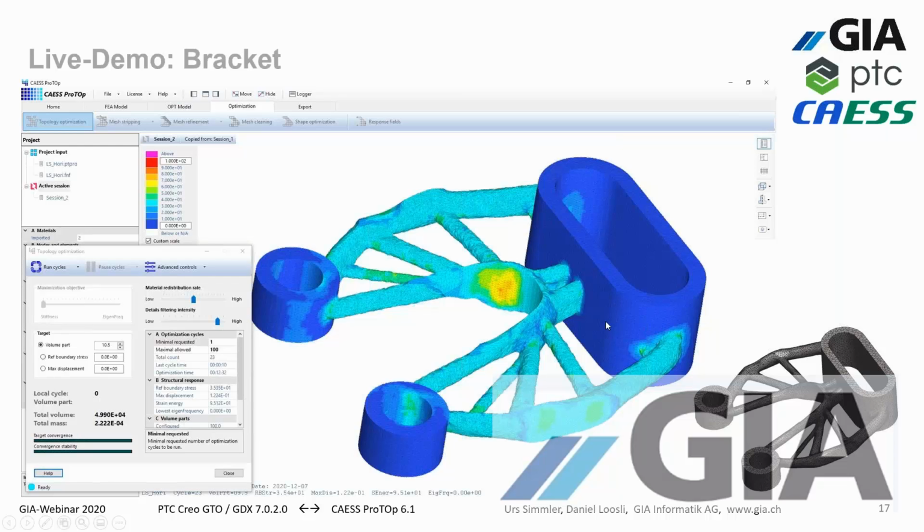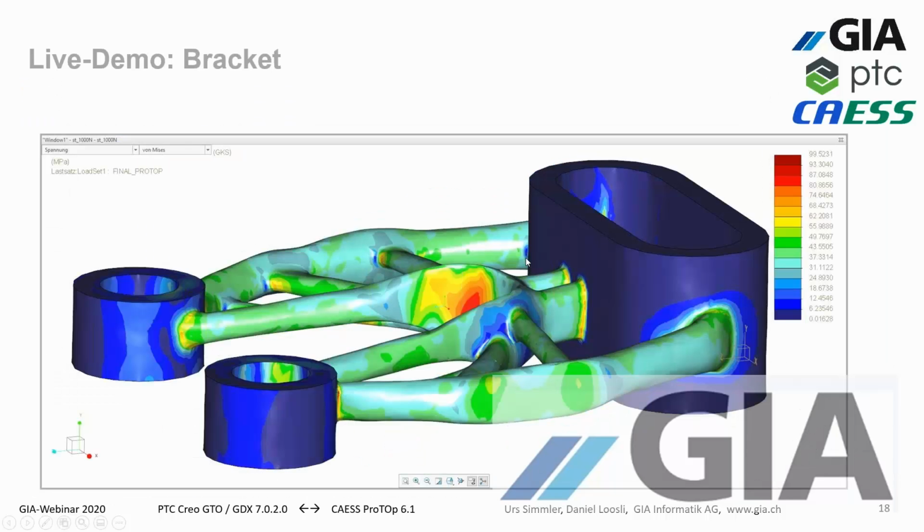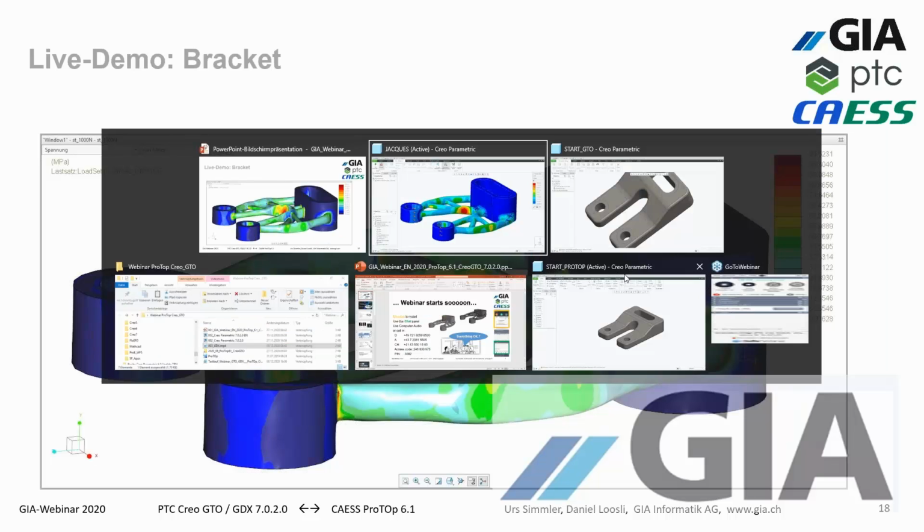Okay, let's have a look at the same bracket, how, let's say, the workflow is with PRoTOp. We will also start with the model in Creo Parametric, and we are going to optimize it, and at the end of the day we are bringing back the geometry to Creo Parametric, and we're doing an analysis not with Creo Simulation Live, we're doing this with Creo Simulate, the standard product of PTC. Okay, let's go for the next session here.